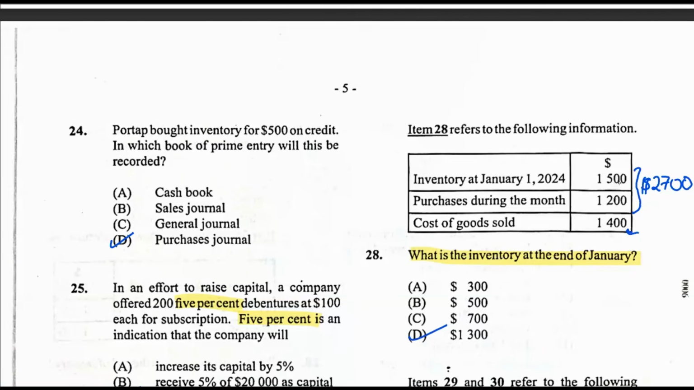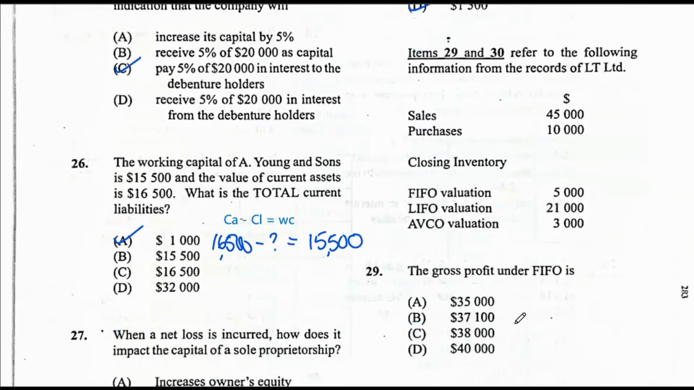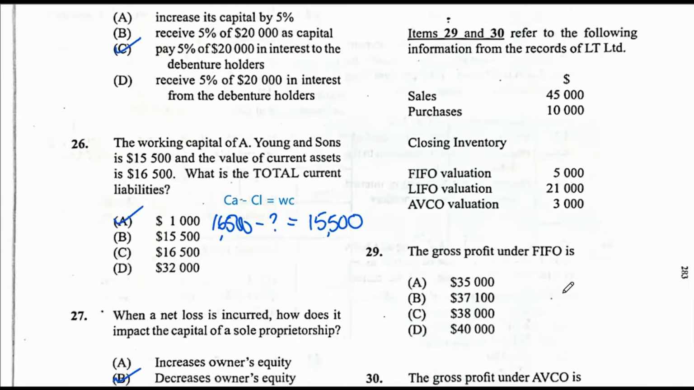Great. So amount of goods available for sale, cost of goods sold is what we did sell, closing stock is what we did not sell. So the difference between 2,700 and 1,400 should be 1,300. There we go. Right, time for us to move on to question 29. Now, question 29 and question 30 looks a bit long, but we will be able to get through that very, very comfortably.